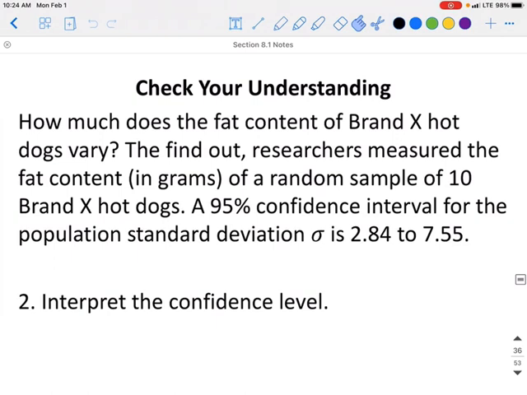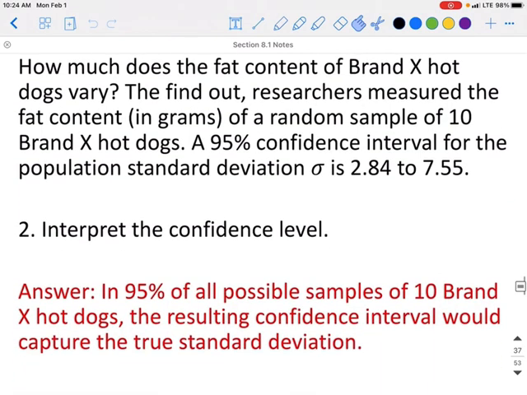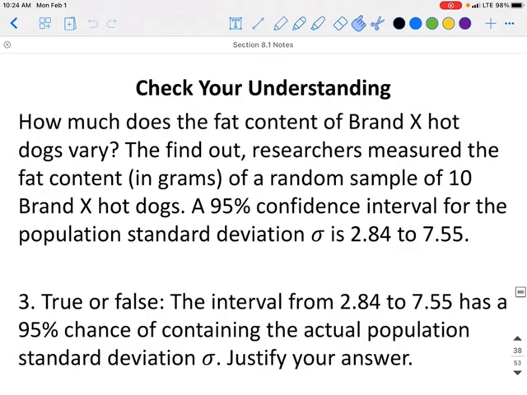Interpret the confidence level. In 95% of all possible samples of 10 brand X hot dogs, the resulting confidence interval would capture the true standard deviation. True or false? The interval from 2.84 to 7.55 has a 95% chance of containing the actual population standard deviation. Justify your answer. This is false. The probability is either 1, the interval does contain the true standard deviation, or 0, it does not.